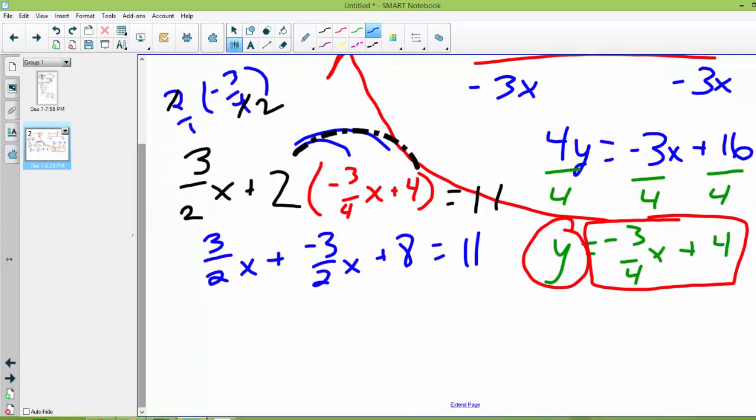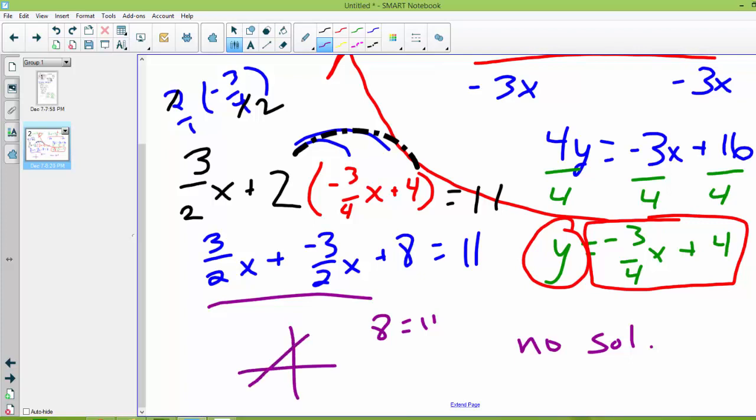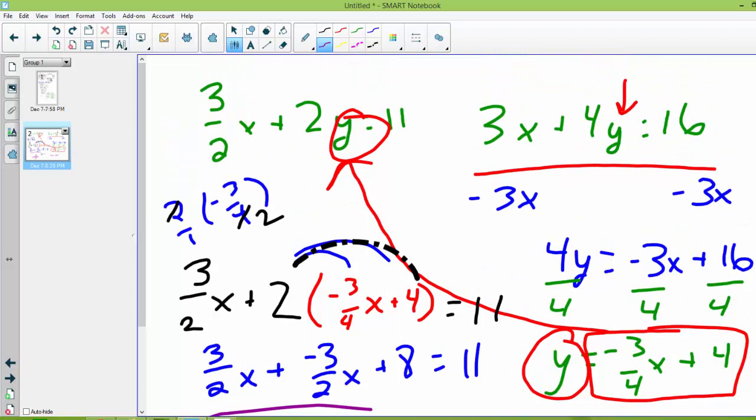Now the positive 3/2 and the negative 3/2 cancel. So you have 8 equals 11. Well, that is never the case, so this is no solution. The only time you have no solution is when you have two lines that are parallel, because they're never going to cross. So if these two lines are parallel, that means their slope is the exact same.